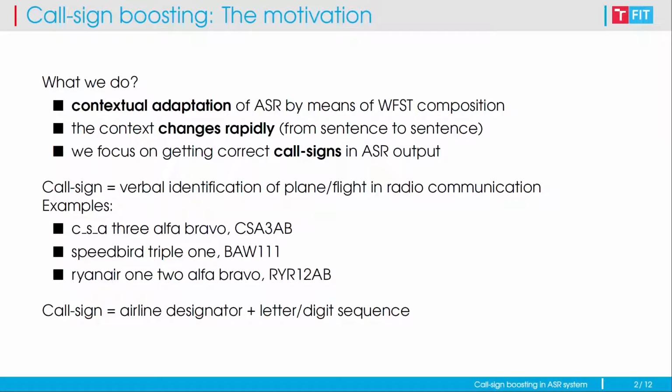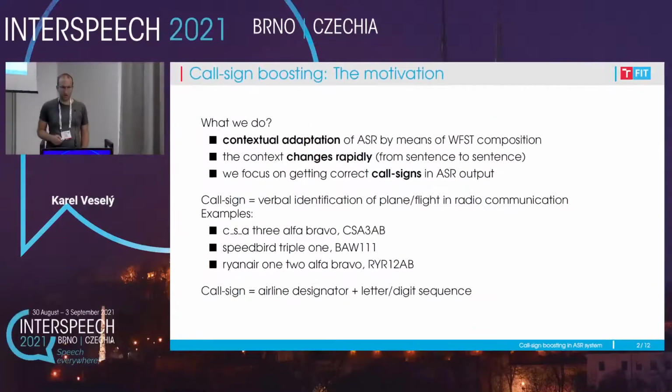First of all, to give some framework, what we do is contextual adaptation for ASR. We do it by means of WFST composition. For us, the context really changes quite rapidly. In our case, we change the context from sentence to sentence, and we focus on getting the call signs to appear correctly in the ASR output. That's our goal in this talk.